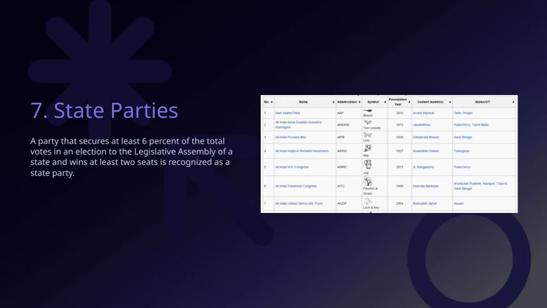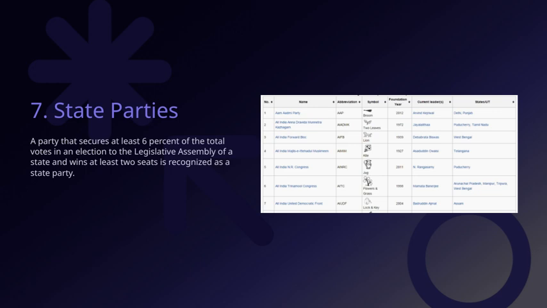Now, let's talk about what qualifies a party as a state party. Essentially, if a party secures at least 6% of the total votes in a state's legislative assembly election, that's a key threshold. But it's not just about the percentage of votes. The party also needs to win at least 2 seats in the assembly. When both these conditions are met, the party is officially recognized as a state party.